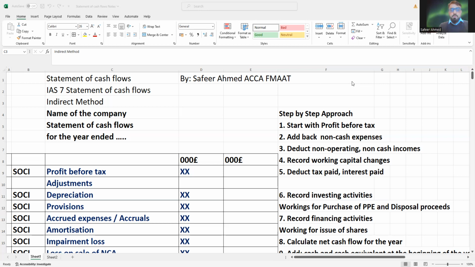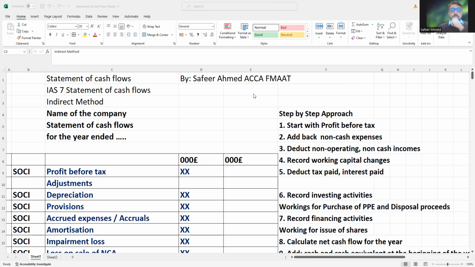Okay, so the key difference between the statement of comprehensive income or income statement and the cash flow statement is that the income statement is based mainly on the accruals concept. Obviously, there are other concepts that we use as well, but that's the main one. That's the underlying assumption when we prepare the income statement. And when we prepare the cash flow statement, we need to forget about the accruals concept, and we will be looking at the cash perspective of the transaction.